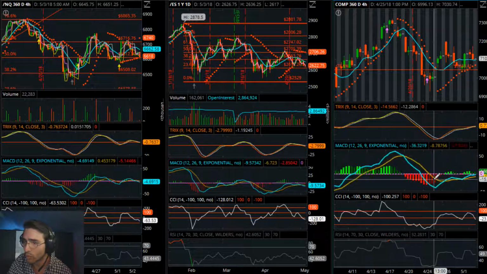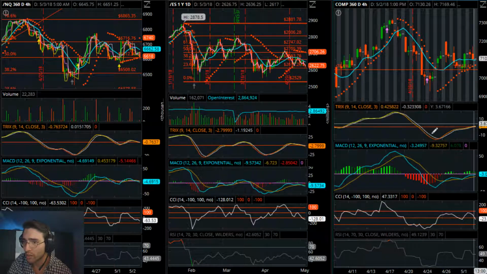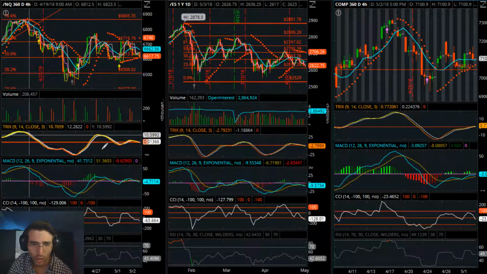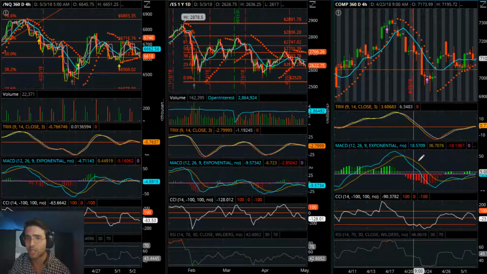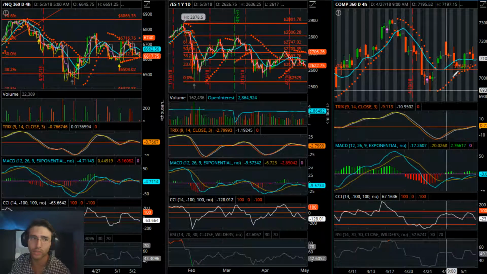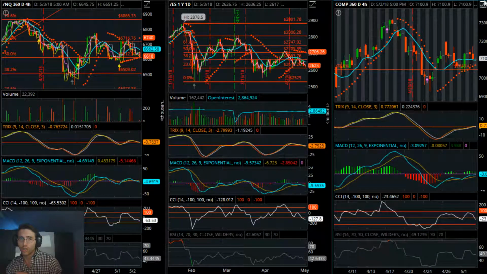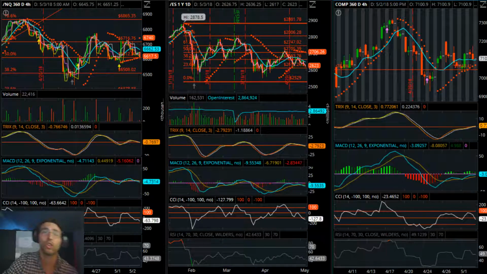We had two of the weakest little moves I've ever seen in my entire life, and it looks like this trend is going to continue below that MACD line, below that Trix line. So the technical analysis for the indices is not looking good at all.